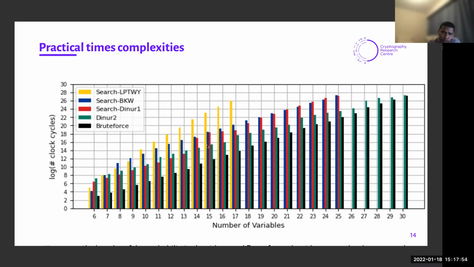But the complexity of Bjorklund and Dinur is somewhat similar. And the best one was Dinur's second algorithm, and you can see that already for early values of n, like n equal 30, the practical complexity of this algorithm is already very similar to brute force. And even though our implementation of brute force is not the most efficient one, it's also a proof of concept implementation of brute force.